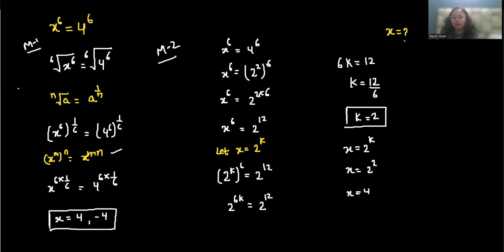So this method only gives the positive root because we expressed x as 2 power k. So to get both answers, we must remember x power 6 is equal to 4 power 6. So x is equal to plus minus 4.